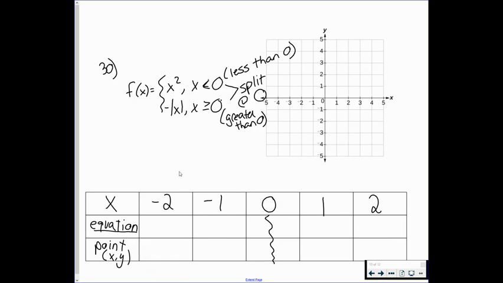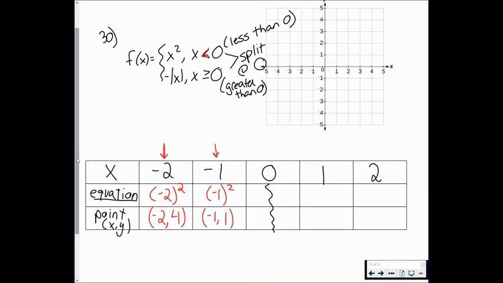To complete the table, now I'm ready to just plug in the x values into each function. -2 is less than 0, so I'm going to plug -2 into the x squared function and simplify. -2 squared is 4, so -2 is what I plugged in, and 4 is what I got out. -1 is less than 0, so I'm going to plug it into the first function, x squared. Now to simplify, -1 squared is +1. So our ordered pair is -1 comma 1.